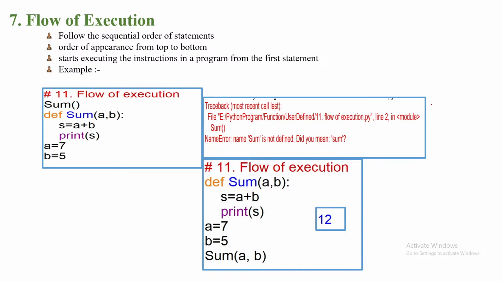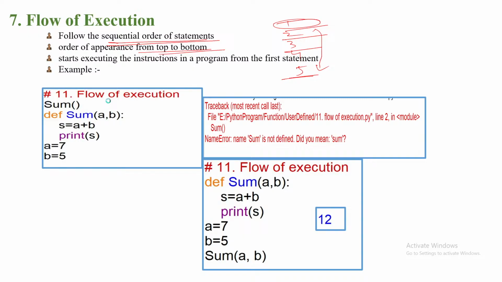Flow of execution means how the system will follow the instructions in the functions. Follow the sequential order of statements. Sequential order means following just like a sequence: 1, 2, 3, 4, 5, like this. Now order of appearance from top to bottom means it will start from the top, then afterwards go down. It will not start from the bottom. It will start from the top. How? We will see.